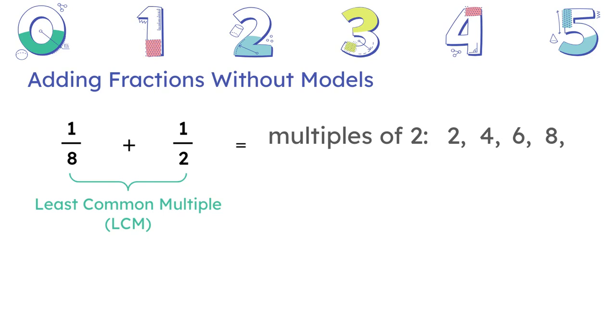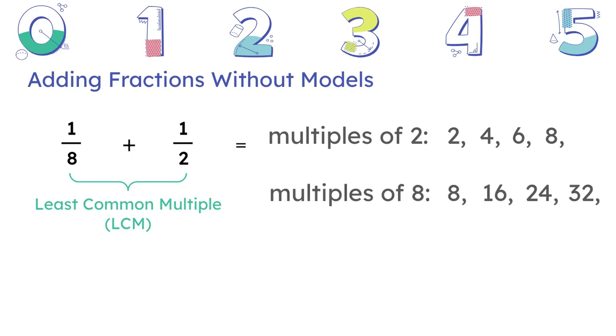Next, we'll skip count by 8s to find the first 4 multiples of 8. 8, 16, 24, 32. And if you can't skip count by 8, you can use repeated addition, or you can use a multiplication table to find them. Now we want to look for any numbers that are common to both lists. Do you see any? What number is common to both lists? Did you say 8? If you did, you got it right.